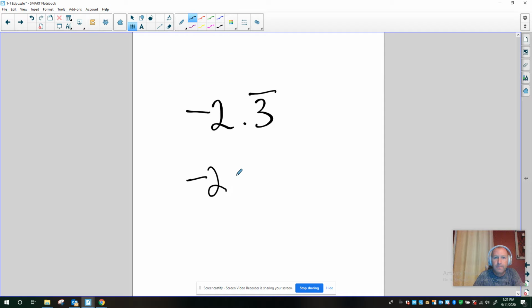Negative 2 and 3/10 repeating is negative 2 and 3/9. Again, a 9 for every repeating digit, but this one reduces down.